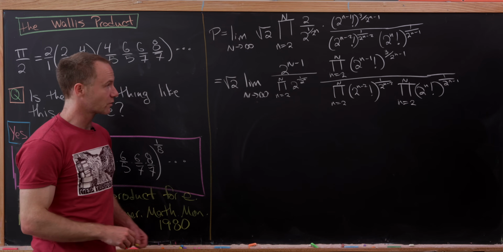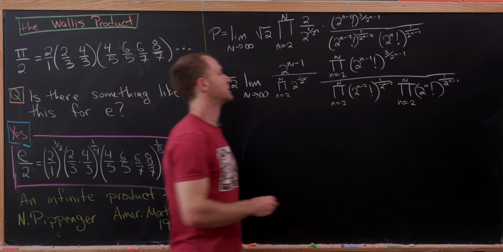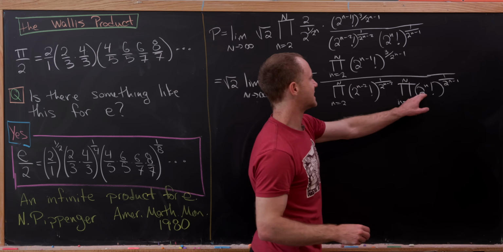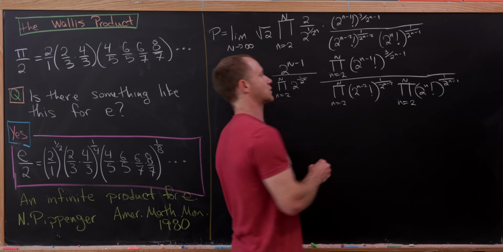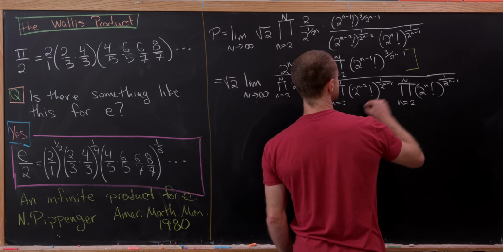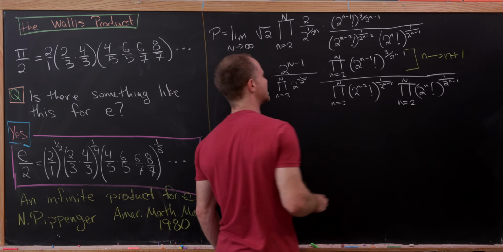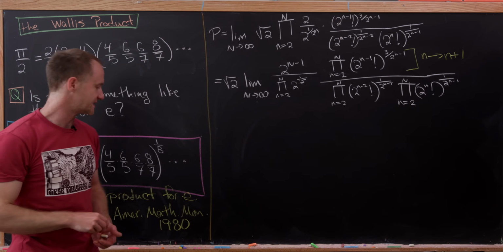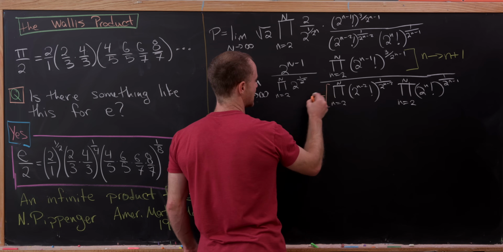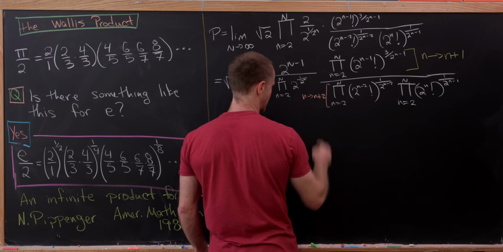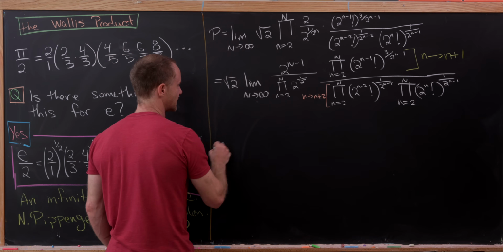And then from here, what I'll do is do a re-indexing of each of these products. And I'll re-index all of them into this 2 to the n power. So I'm going to make them look like 2 to the n factorial. So that means for this product, I need to take n and replace it with n plus 1, because that'll take n minus 1 and turn it into n. And then for this product, I need to take n and replace it with n plus 2 for fairly similar reasons. Okay, so now let's see what we have.